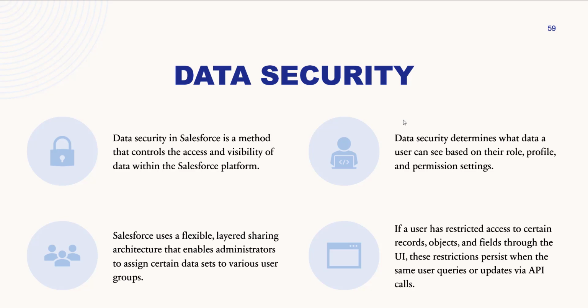Even administrators have the power to configure the security and sharing model entirely through the Salesforce user interface. Whether it is setting up organization wide defaults or defining sharing rules, it is all done seamlessly with the help of a UI, user interface. Crucially, the security model configured through the UI is implemented at the API level too. So if a user has restricted access to a certain record, object, or field via the user interface, those restrictions also persist in API calls, assuring consistency across the interactions.